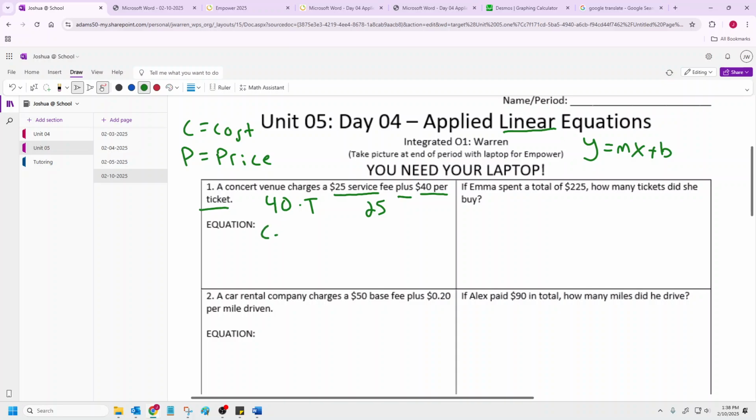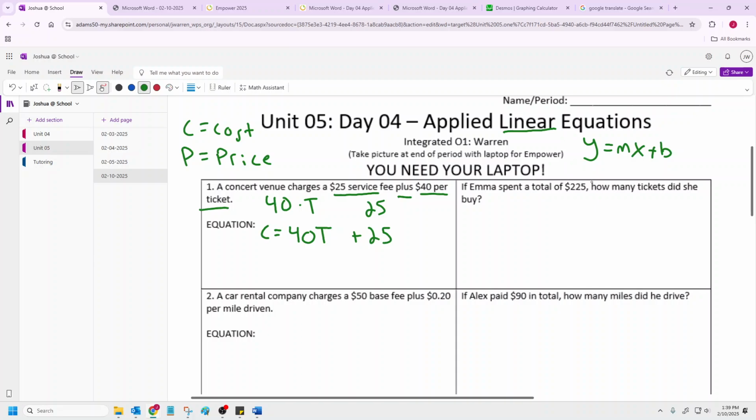So on this equation, I'm going to put this together for you. I'm going to say C equals, C being the total cost. If someone was to go in and buy 25 tickets, let's say, or 100 tickets, what would they do? We have to know that it's $40 per ticket. How do we write 40 times T? Well, we just write 40T, in addition to a service fee of $25. Boom.